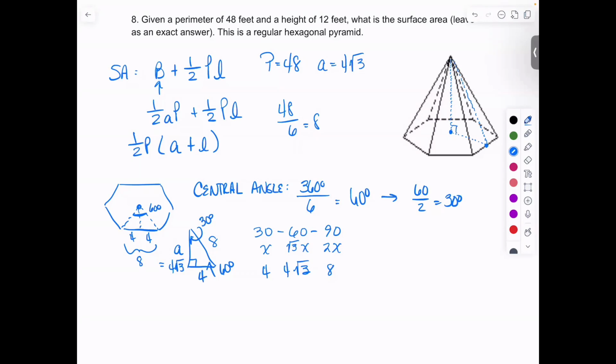It's sort of embedded in there. So we have this right triangle here. It's made of the height of the pyramid, the apothem, and then it extends up to the lateral height. So we call that HAL, actually.